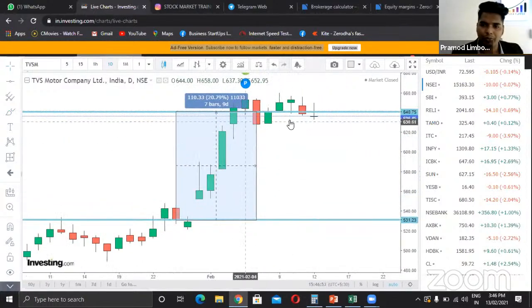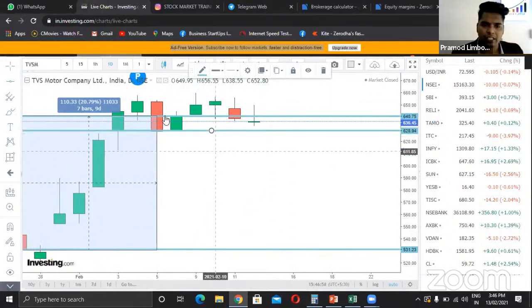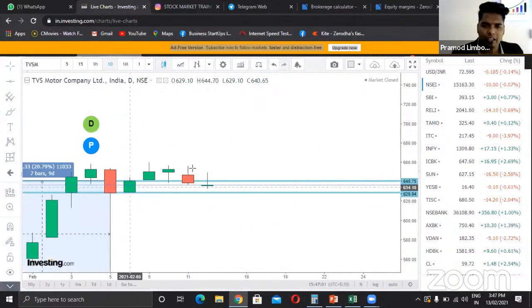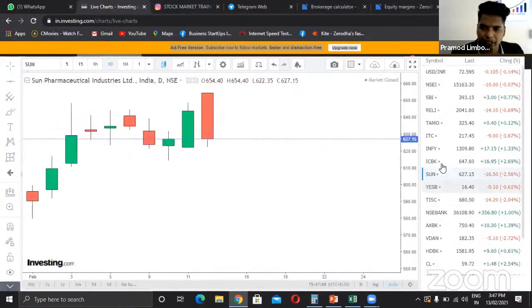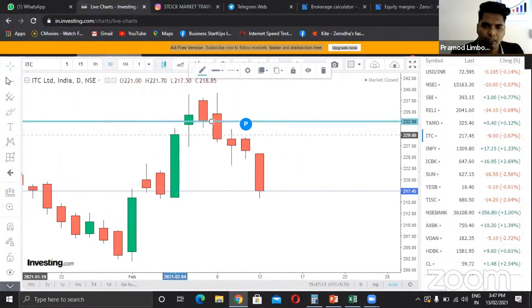And after I book profit, you can see it's moving in the range. It's called consolidation. It will stay in the range for a few days, and again it will move up. But now I have booked profit, so I'm not going to enter in that. I have taken some trades in Sun Pharma, and actually I booked my loss from ITC. Actually, I took a trade here.